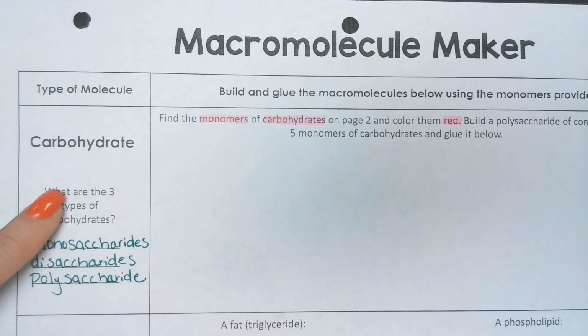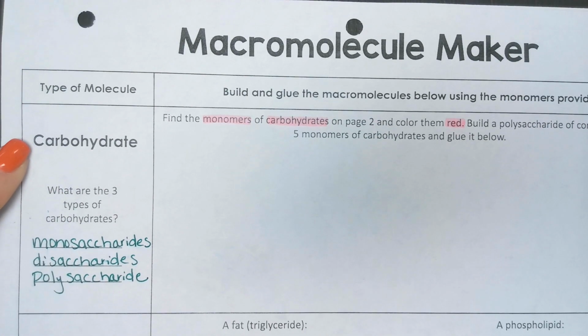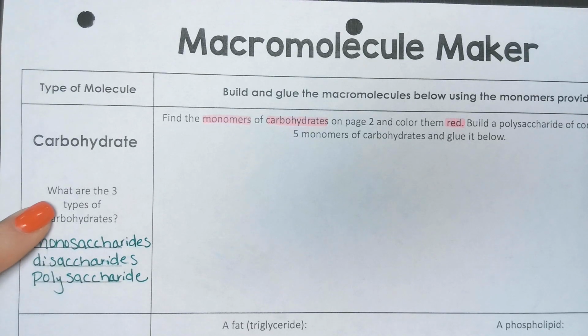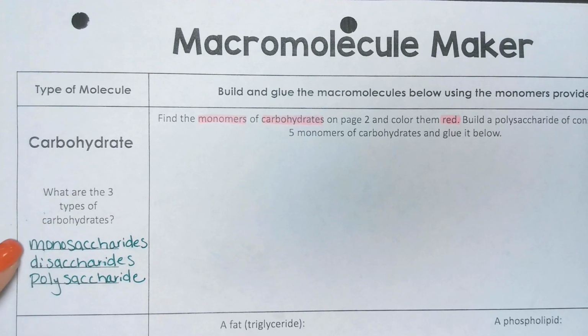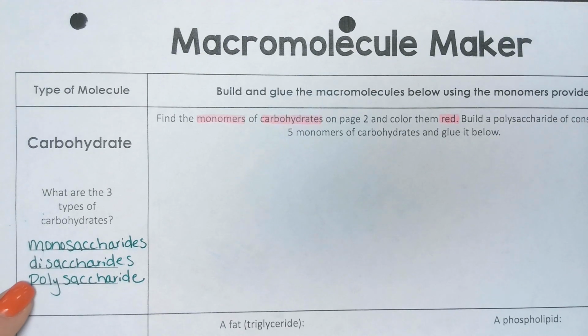And I forgot to hit record, so I had already started this, but we're going to start with carbohydrates. And it says, what are the three types of carbohydrates? So yesterday we talked about the fact that sugars are included in our list of carbohydrates, and we have monosaccharides, which is just made up of one sugar, disaccharides, which are going to be comprised of two sugars, and then we have polysaccharides, which are many sugars.